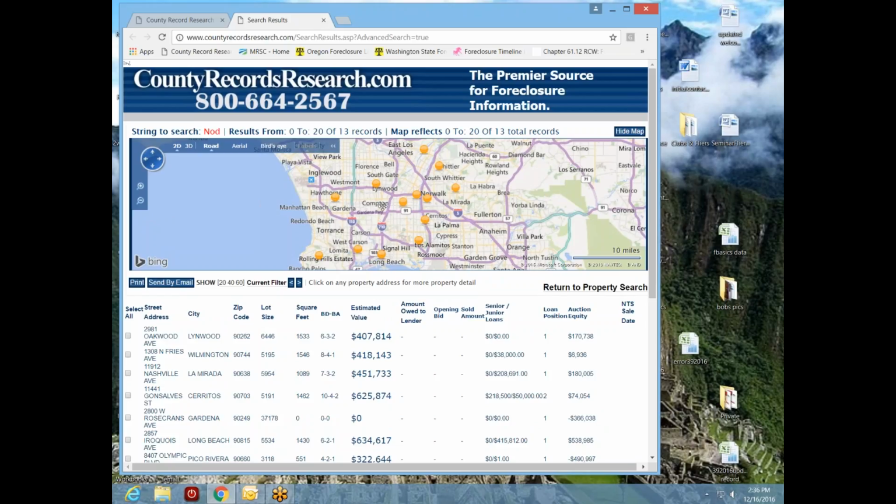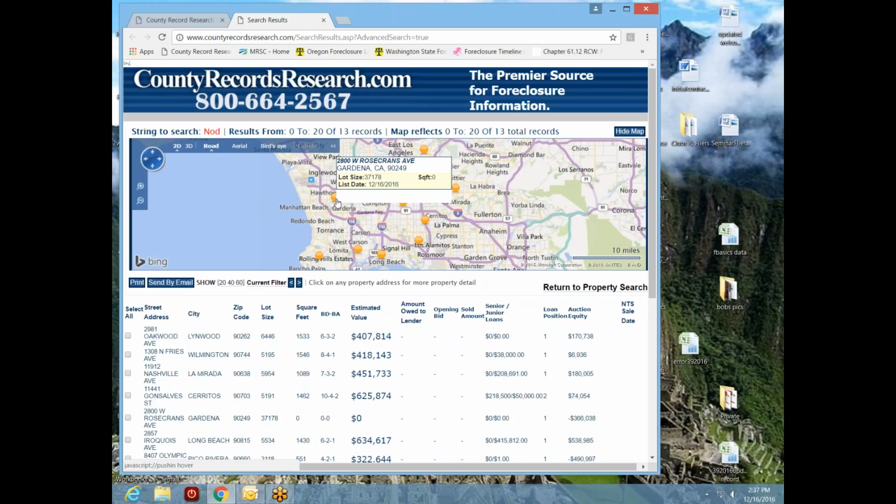Notice the orange icons on the map. Some people refer to these, they look like marbles or Skittles, okay? But obviously each of these icons represents a property. If I put my cursor over the property icon, then I get a little window that opens up that gives me an address. So here's a property on Rosecrans Avenue in Gardena.